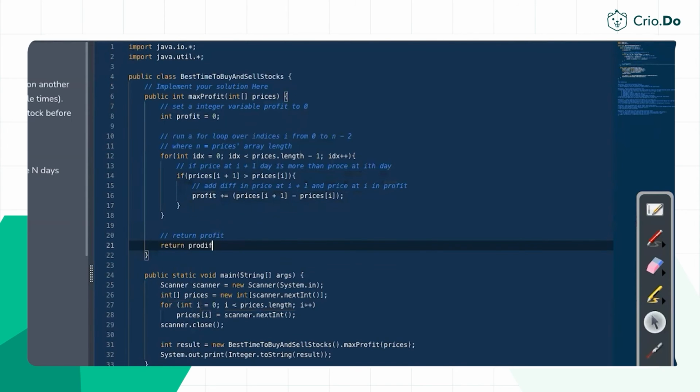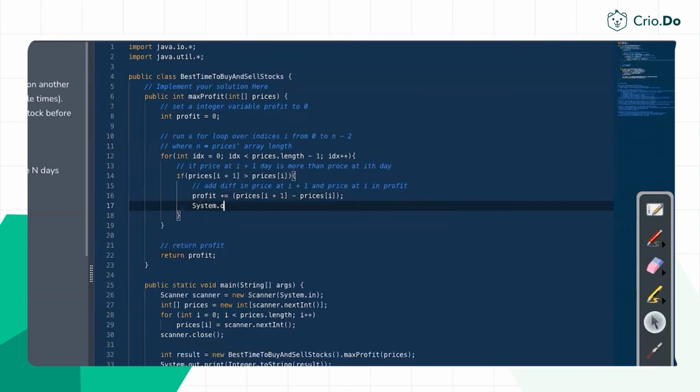The code is pretty simple, but for now, just to show you all the transactions which we are doing, let's just print the transactions. I am printing the buy day and then the selling day, with an arrow: first the buy price on the ith day, and the selling price on the I plus 1th day.